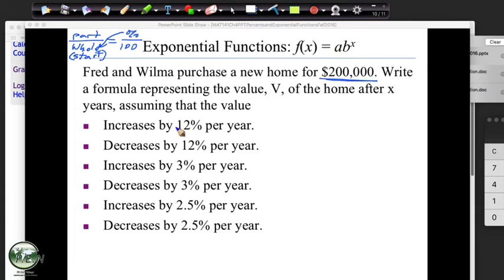But what we're going to do first, if it increases by 12%, we don't want just the increase, right? We want the whole value. So if we're increasing by 12%, what kind of percentage rate are we going to use? 100 plus the 12, so we'll use 112%. We're going to take that times the starting value, and then we're going to divide by 100.